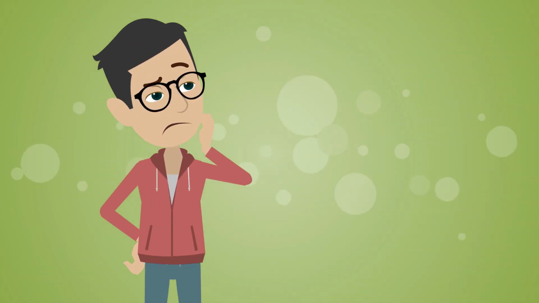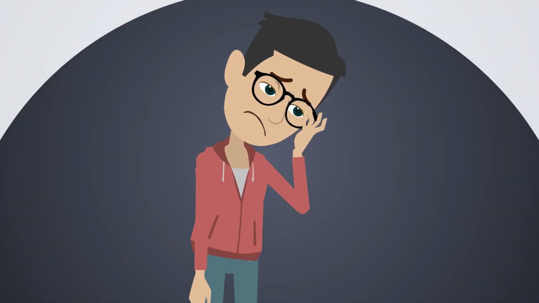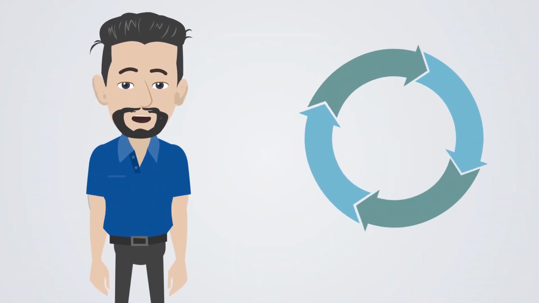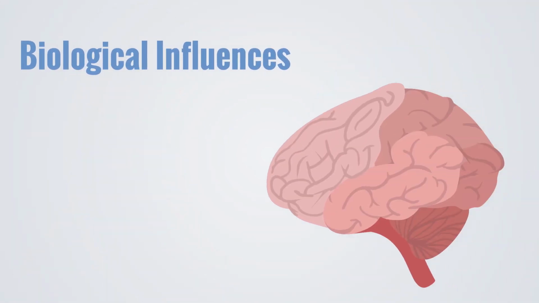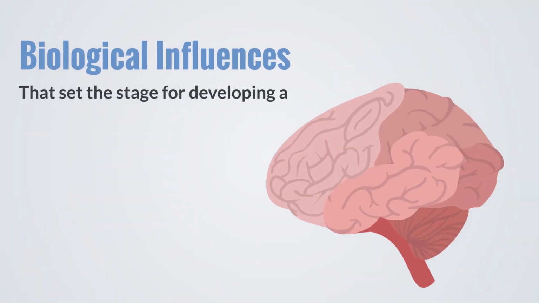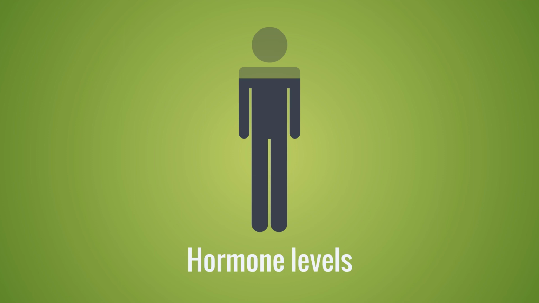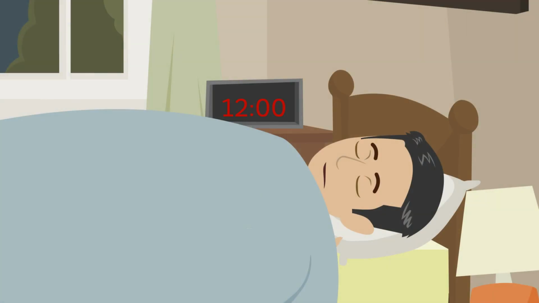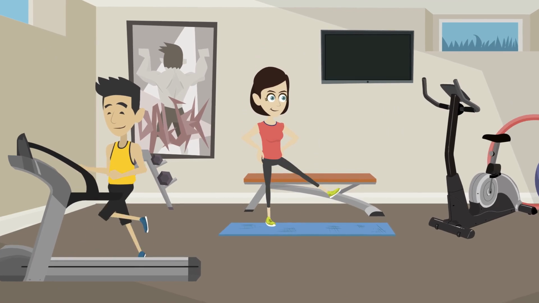Ever wonder why, despite all of your efforts to stop your body-focused repetitive behavior, you continue to struggle with it? Let's look why that might be and what you could do to break the cycle. First, let's look at the biological influences that set the stage for developing a BFRB. Genetic predisposition and other factors such as hormone levels, sleep, nutrition, and exercise may set the stage for BFRB symptoms.